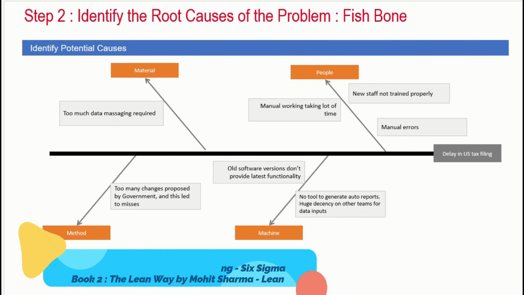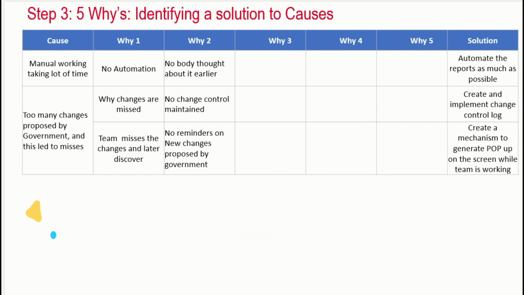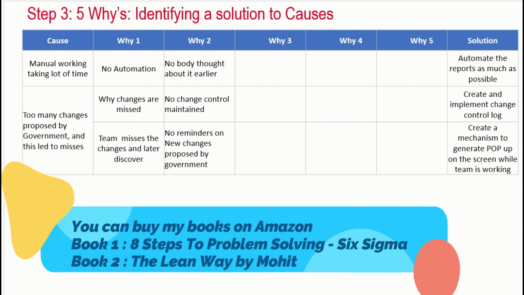Under method, too many changes were proposed by the government, and this has led to some misses. Every now and then the government was proposing a change in the tax filing, and because of that there was a problem in the overall process. Then the team did 5-why analysis. I am showing you the 5-why analysis for two main causes, and the rest of the 5-why analysis was done by the team, and it will not be shown in this particular case study.